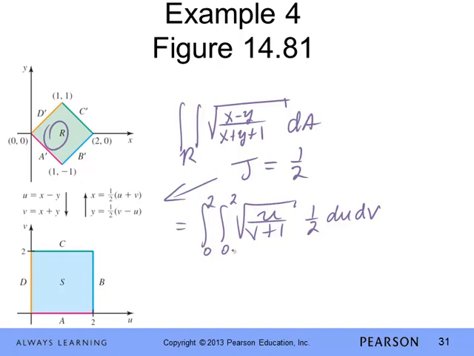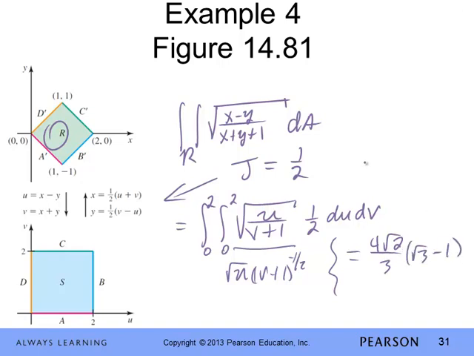And this integrand is something that you can split apart. This is square root of u times v plus 1 raised to the negative 1/2 power. So the double integral, that's easy to solve now. And I guess this whole thing works out to be 4 root 2 over 3 times square root of 3 minus 1. Again, check the details on page 1059.